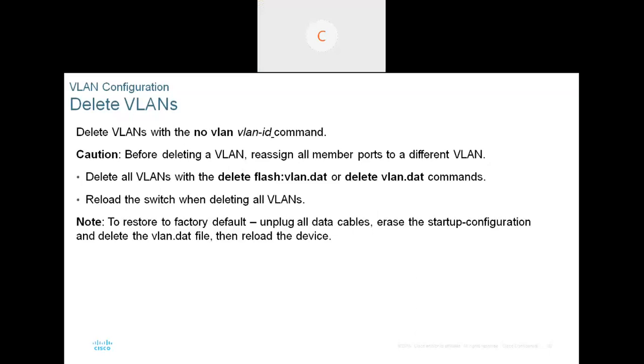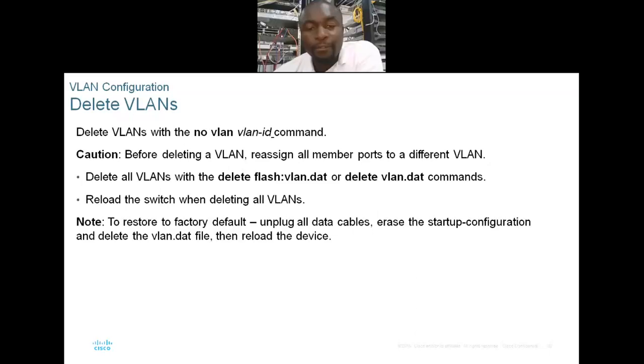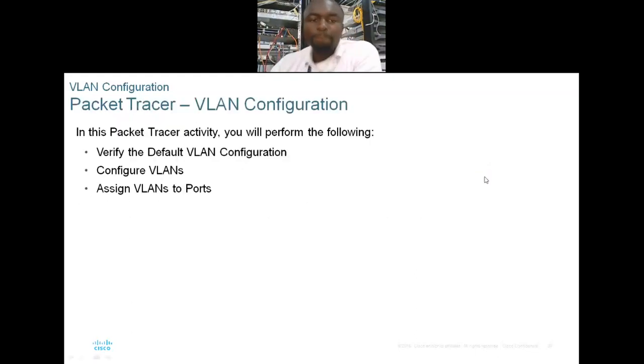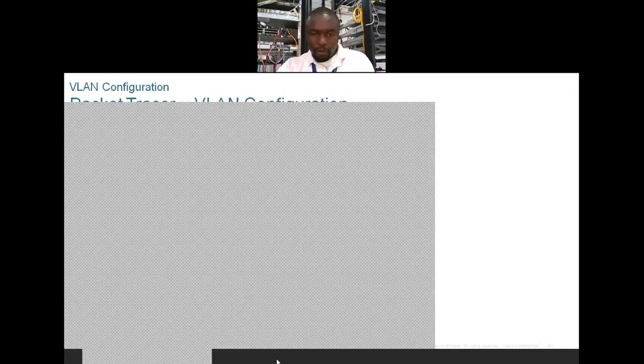Then delete all the VLANs with the delete flash:vlan.dat, or delete vlan.dat command. If not, you just delete the VLAN, but it is still there within the configuration file. So after you delete the vlan.dat, then you can reload your switch, and then everything will be back to normal. So let's do this particular Packet Tracer activity for VLANs.